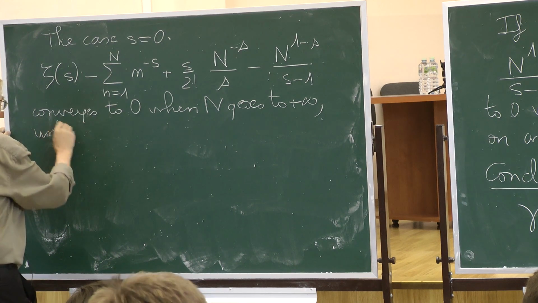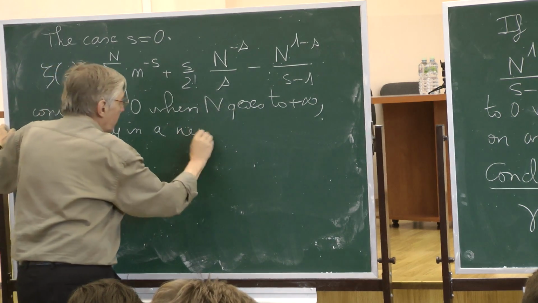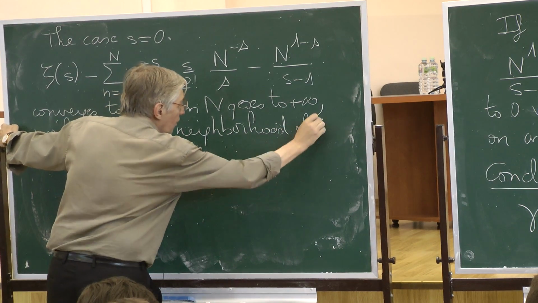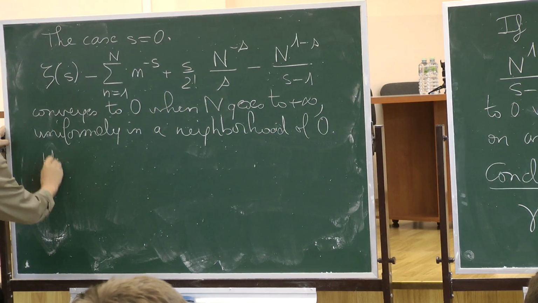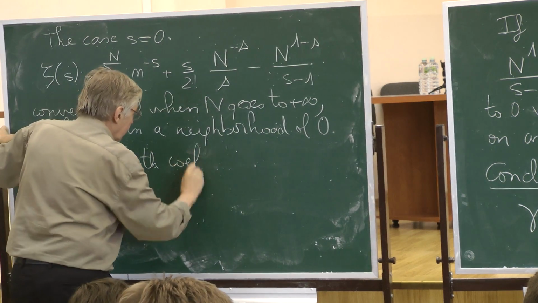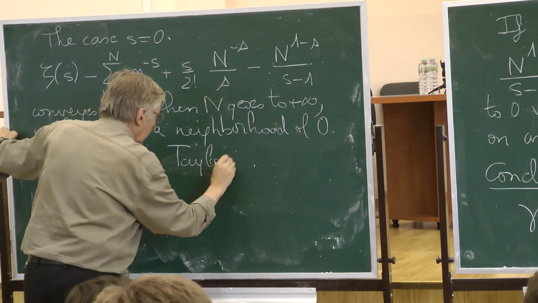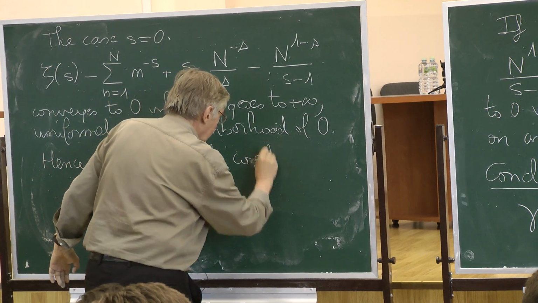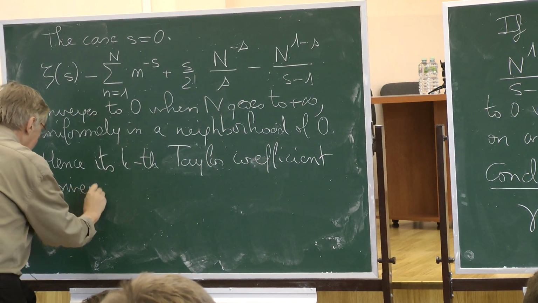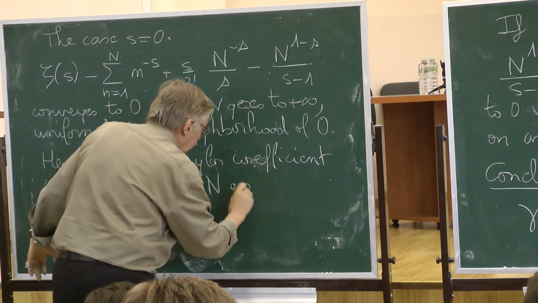Uniformly in a neighborhood of 0. Hence, its k-th Taylor coefficient converges to 0 when n goes to plus infinity.